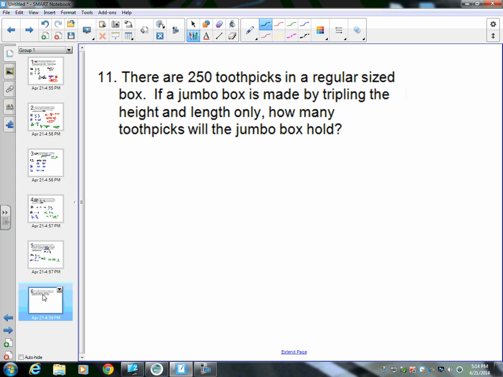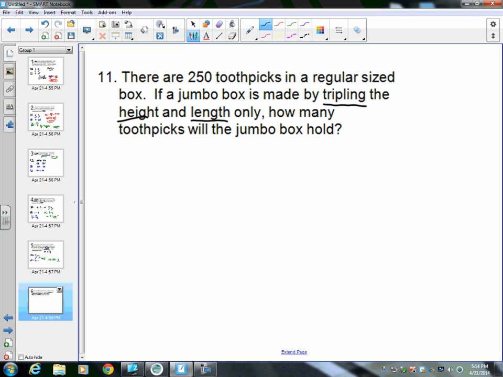Next one, number 11, says there are 250 toothpicks in a regular sized box. If a jumbo box is made by tripling the height and length only, how many toothpicks will the jumbo box hold?